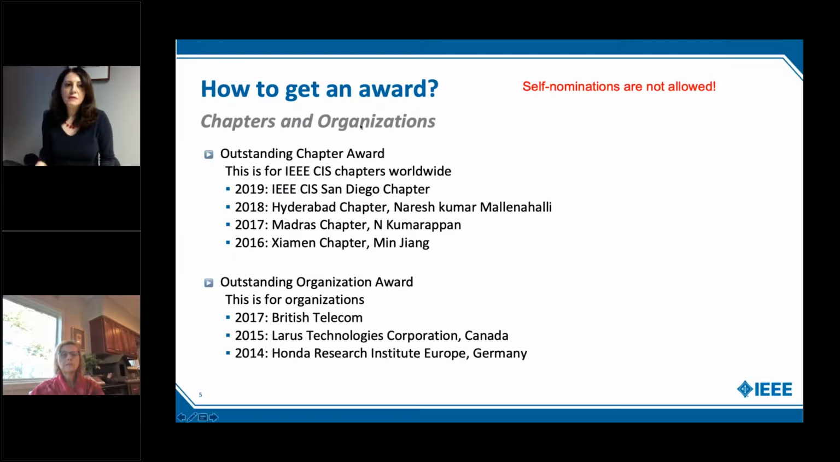Then we have the Chapter Award and the Organization Award. The Chapter Award, well, it's a very nice story. We asked the people to send their nominations, and one nomination was for a book chapter. Basically, it is not about a book chapter, it's about a chapter. For example, the 2019 IEEE CIS San Diego chapter got the award, or 2018 in India, or 2017, and so on. So you can see these chapters here.